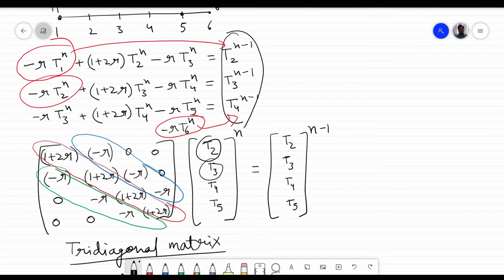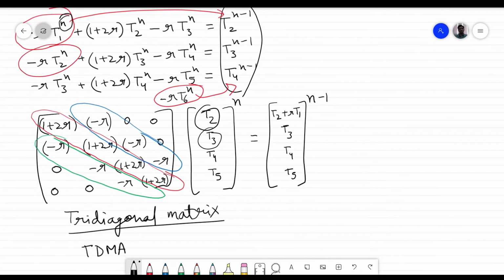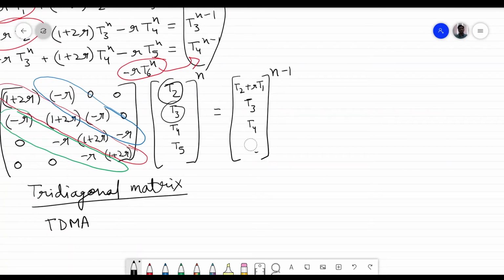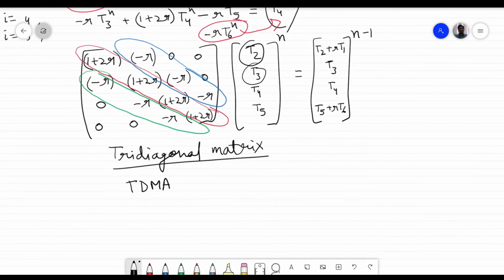So on the right hand side, instead of T2, this becomes T2 plus RT1. Although we have written n here, this is the same value at n minus 1. So we can write n minus 1 instead of n. It doesn't matter. Similarly, this term here will become T5 plus RT6. Okay.